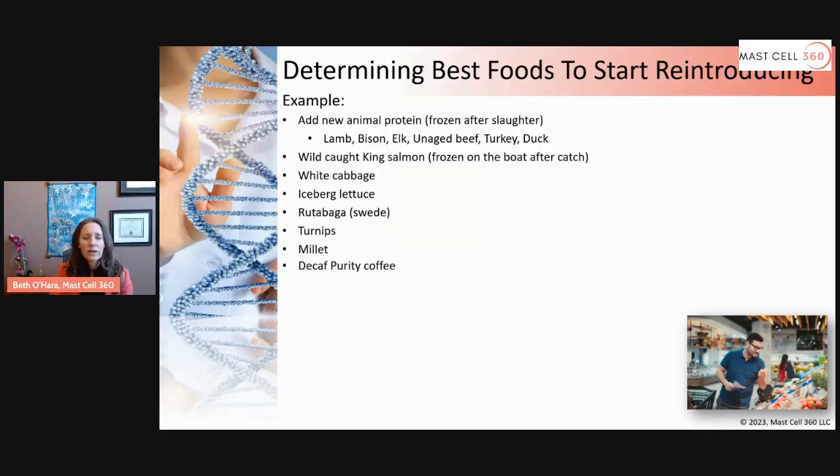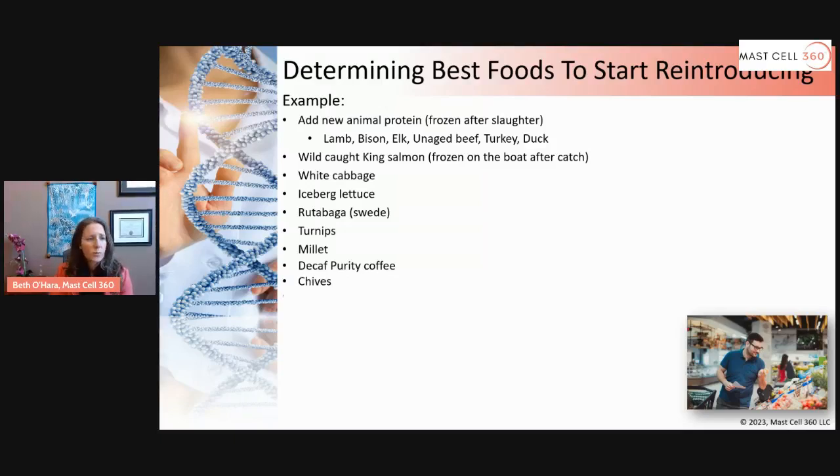Millet, decaf purity coffee. You've got to watch the coffee. You've got to make sure it's actually low histamine. And I found out recently that Bulletproof changed their formulation. So somebody I was working with did fine with Bulletproof for years and recently has been reacting to it. So if you drink Bulletproof, watch how you're doing. If you've had trouble or some flaring, pay attention to that.